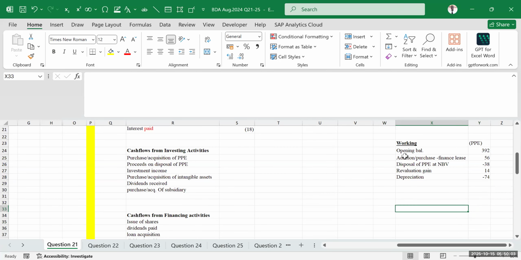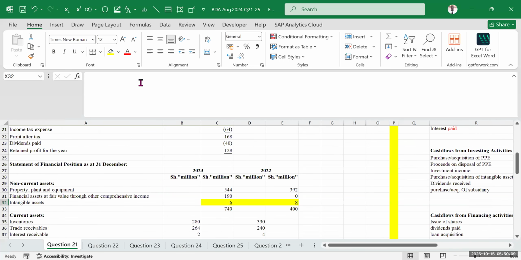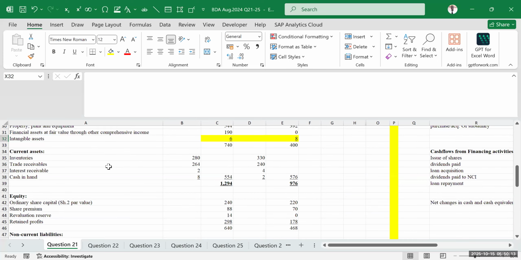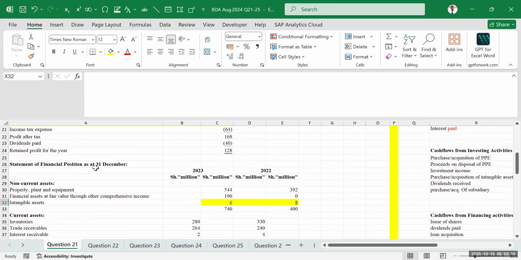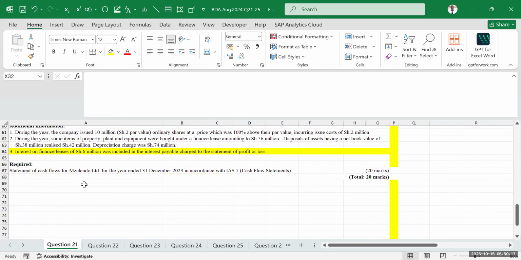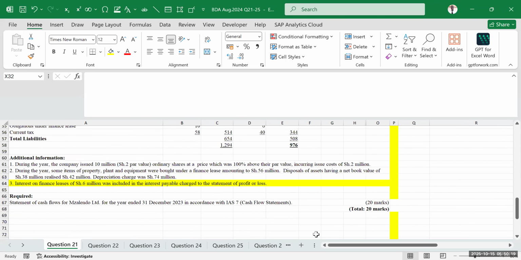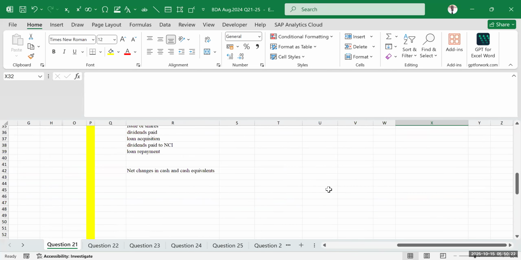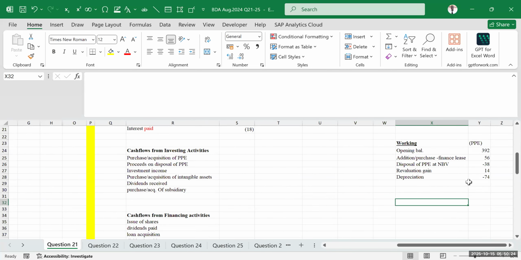So we've done addition, purchase, disposal, revaluation, depreciation. Is there something we're leaving out? Is there an adjustment to PPE we are leaving out? Let me just check again. PPE there. I'm not seeing if we are forgetting something there. Additional information, we are done. I don't think there is something we are leaving, but you can check, members. You can check and let me know if we are missing out on something.